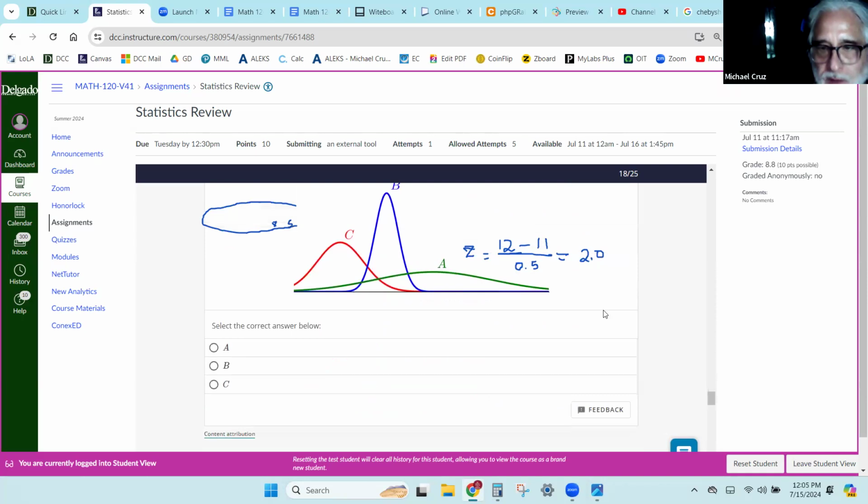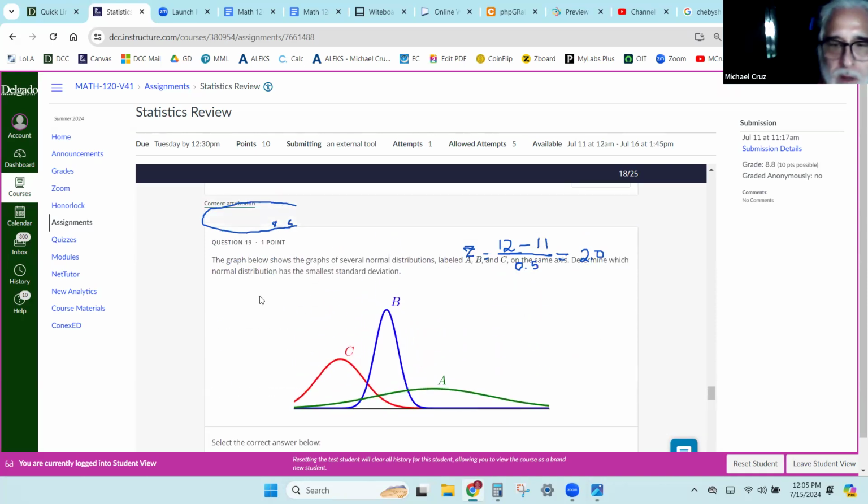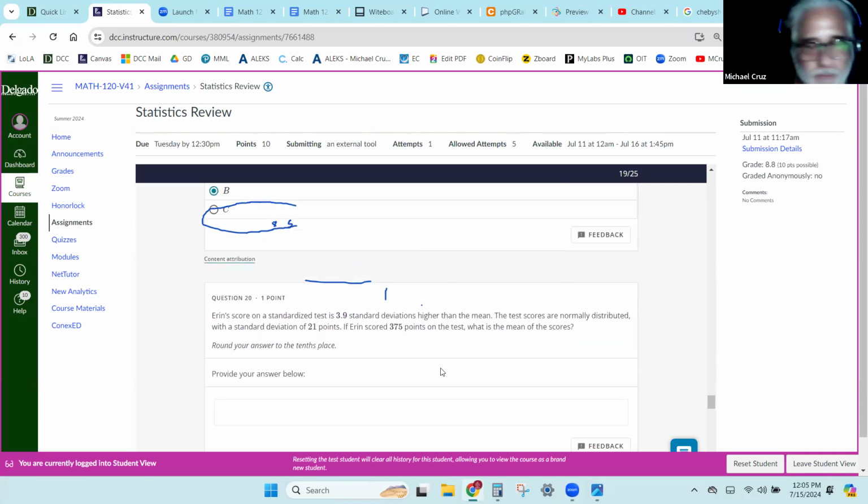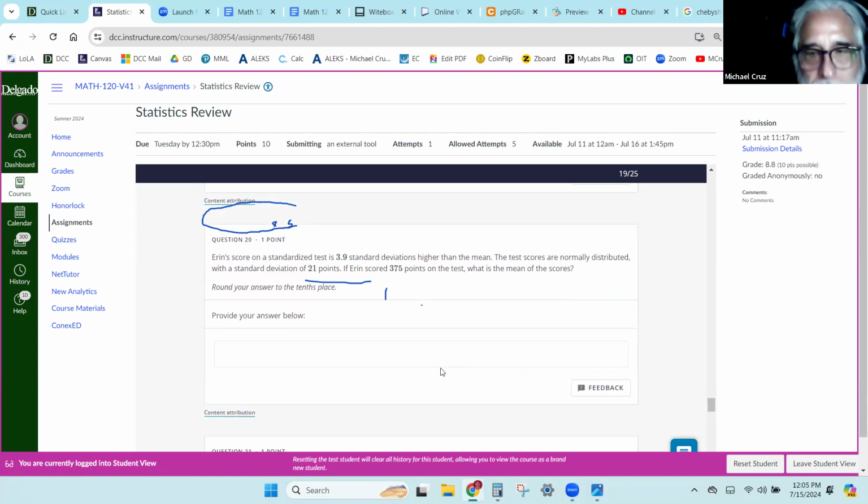Oh, and this is my little drawing thing that I had gotten. I didn't know it was in here. The graph below shows the graphs of several normal distributions. So on each one of these, you're looking at two things: the standard deviation and the mean. Okay, so the smallest standard deviation again is just the one that's squinched up the most. So it's that one right there. This has got the big fat standard deviation. This is in the middle, and that's the smallest one. So it's B.